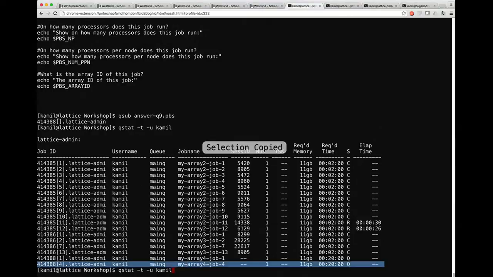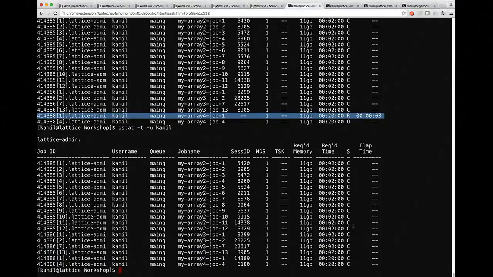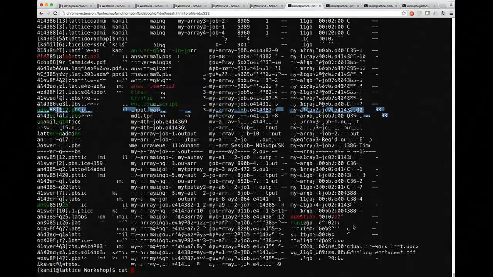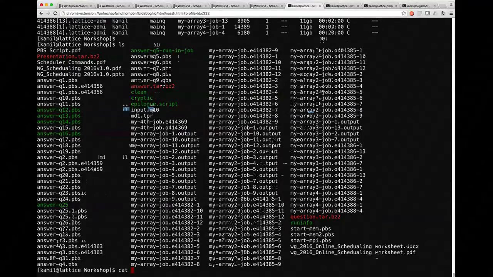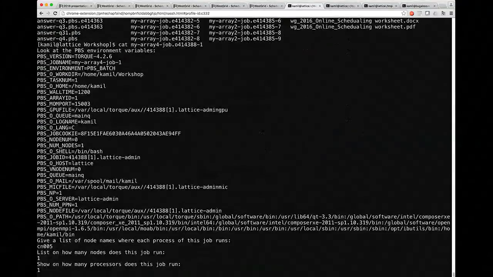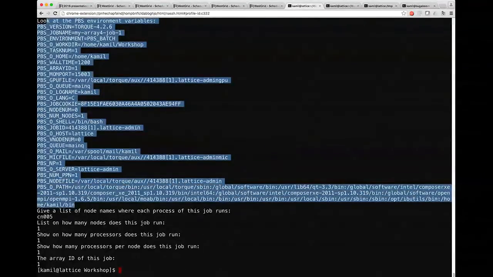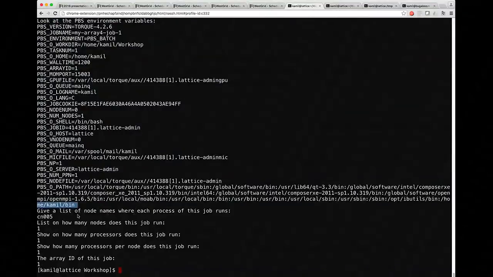So here our job is still queued. Now part 1 is running. And now it's done. So here's basically our output. Now we asked to look at the environment variables, so we printed them off. We asked to give a list of node names where the job runs. So basically we printed off the PBS nodes file.